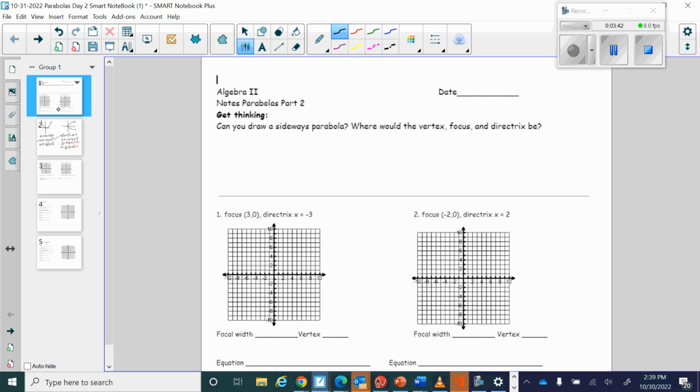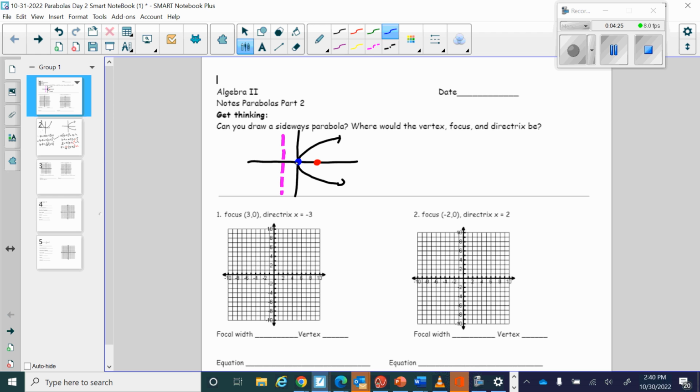Here it asks you to draw sideway parabolas and show where the vertex, focus, and directrix are going to be. We can do that really quick. You can pause the video and try it on your own and come back and check it. So that's my XY axis. My sideway parabola is, let's say, right there. Now my directrix is going to be on the left, or the back side, behind the graph, however you want to call it. That's my directrix. My focus is going to be somewhere in there. And this is my vertex, right there.